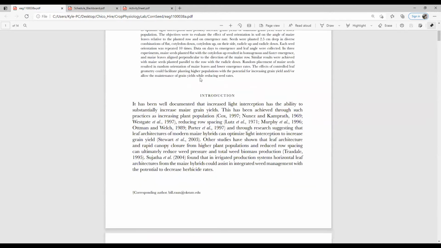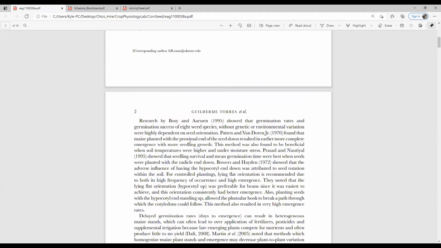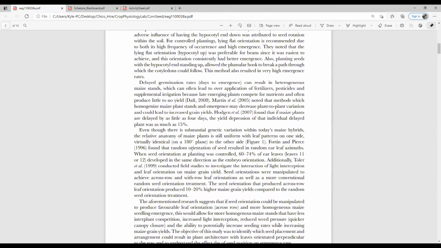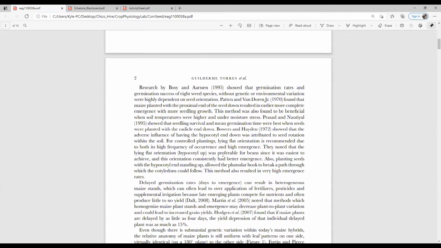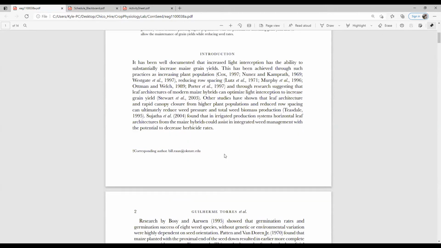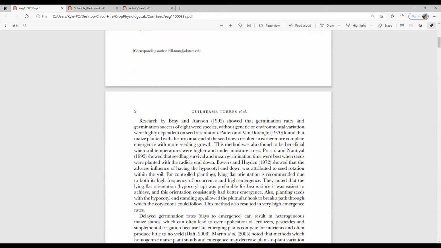So I suggest reading through this summary. We can talk real quickly about the introduction. They go through in the first 2 or 3 paragraphs about why this sort of work is important for precision ag. This will help you answer your activity sheet. But they talk about, like we said already, light interception, those effects on herbicides and weed management, more uniformly grown plants. That's huge for precision ag.